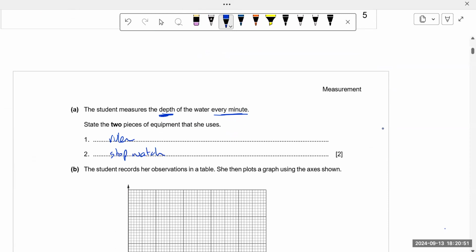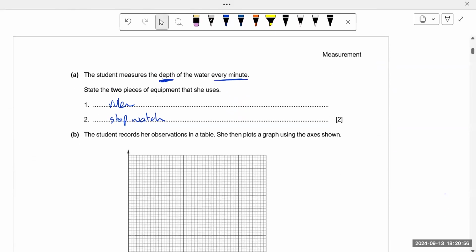If I say stop clock, it's okay. If I say watch, it's fine. Okay, but stopwatch is the most accurate.